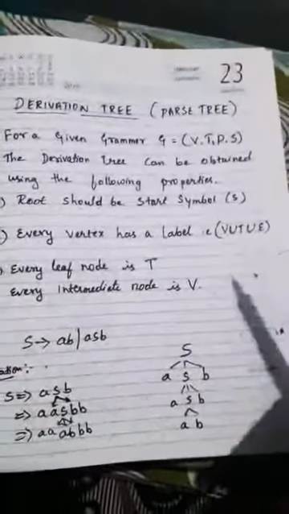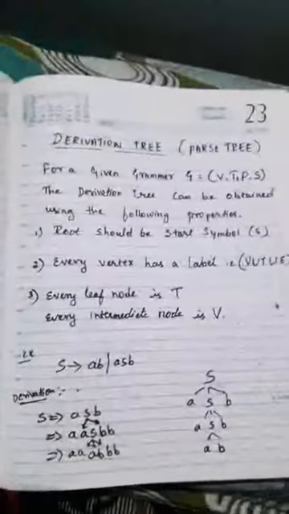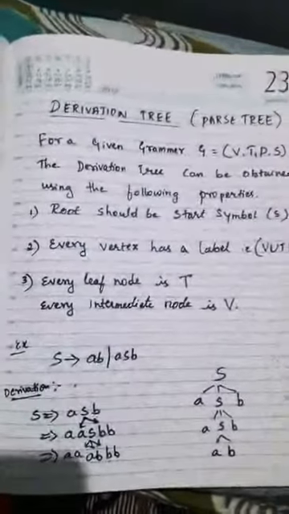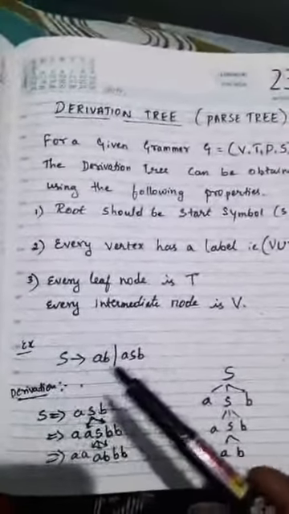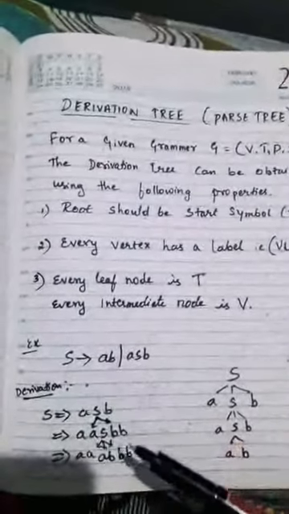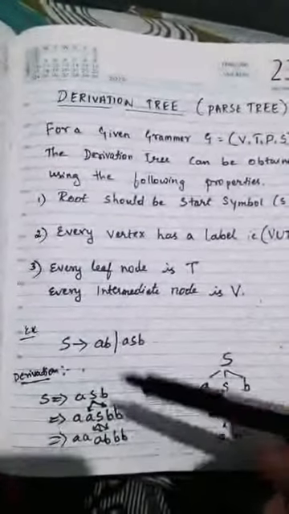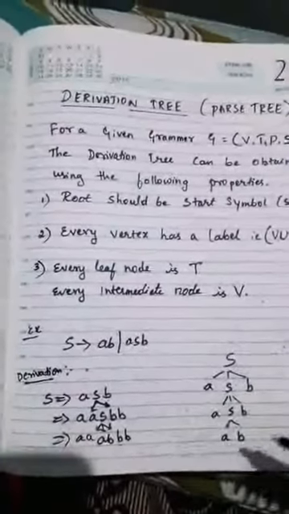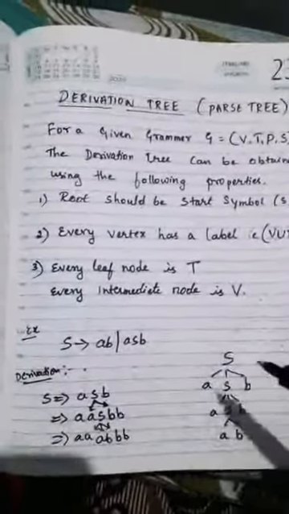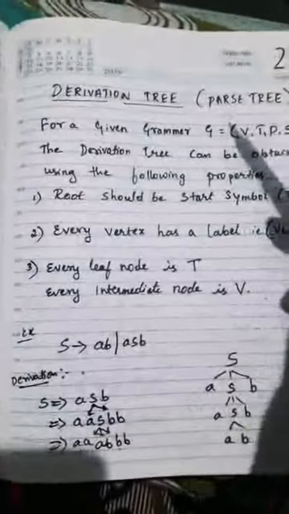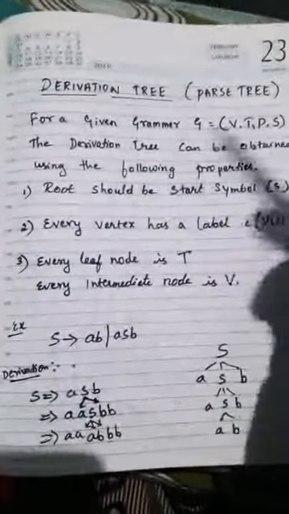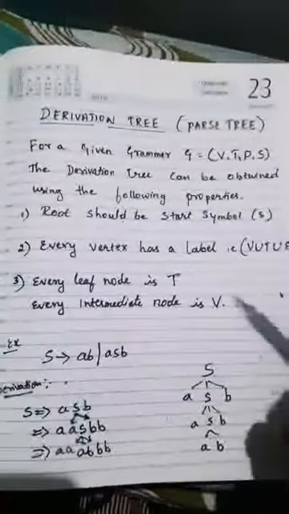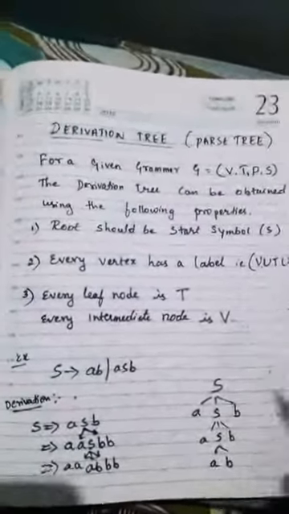So next we will go for a new topic, that is a derivation tree, which is also called a parse tree. What do you mean by a derivation tree? In general, for a given grammar, you will do some derivation, and for the derivation that you have done, you can write a tree for it. So this tree we will call a derivation tree. But the question is how to write it. First we will see the points, then we will see an example.